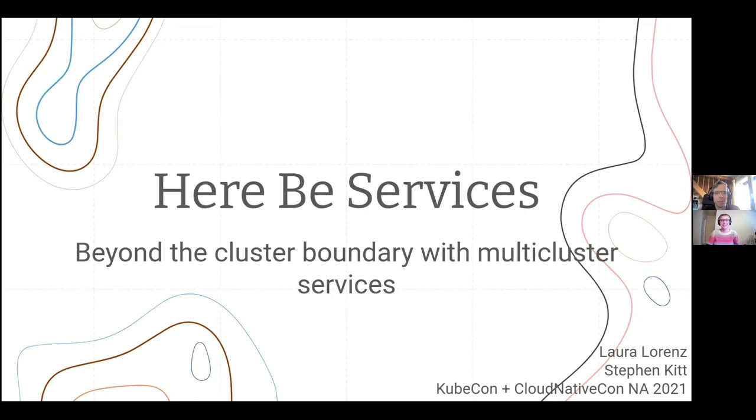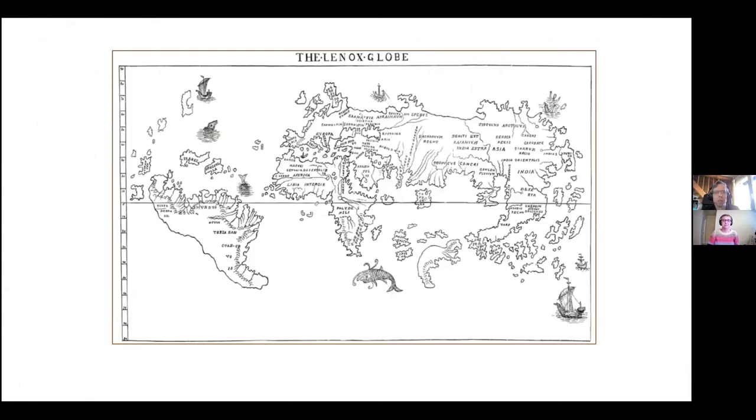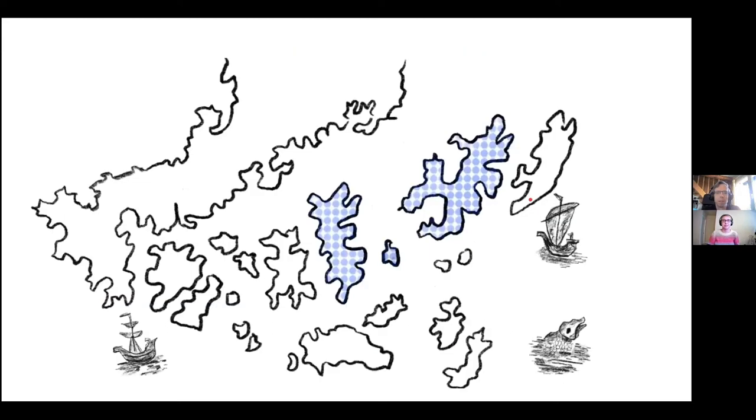And we're going to talk to you about the uncharted, unexplored world of multi-cluster services. Let's start with the map, shall we? This is the Linux globe, famous for anachronistically representing an unknown region with the words, "Here be dragons." They're in the corner here, where it says, "Hic sunt draconis." So this is a good setup for our conversation here about services across multiple clusters.